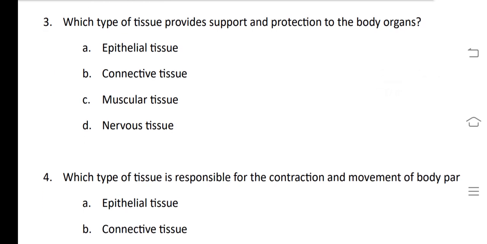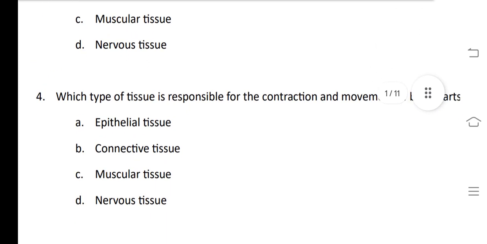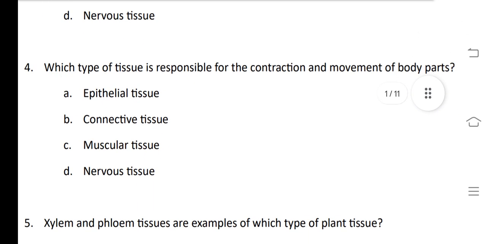And the next question is, which type of tissue is responsible for the contraction and movement of body parts? That is our muscular tissue, which contracts, and with the help of muscular tissue we can move our body.